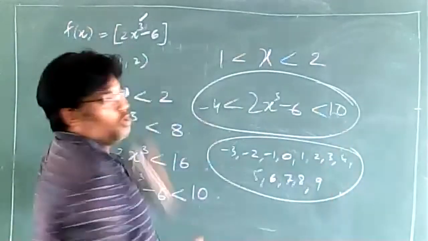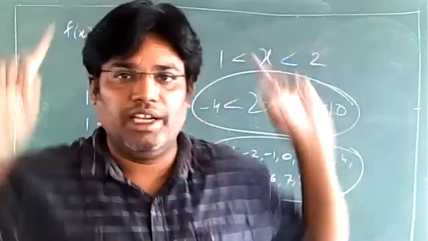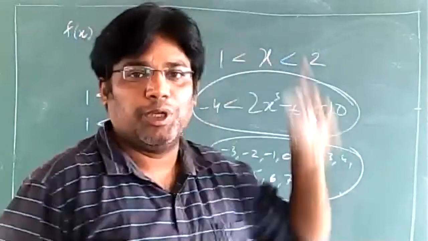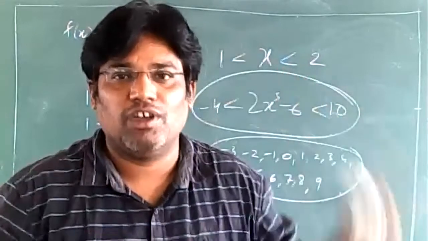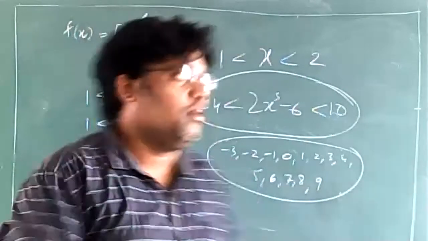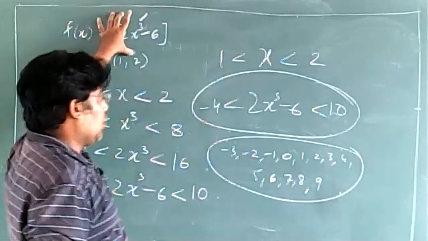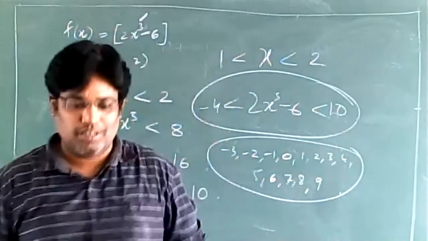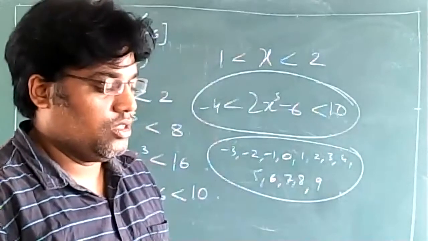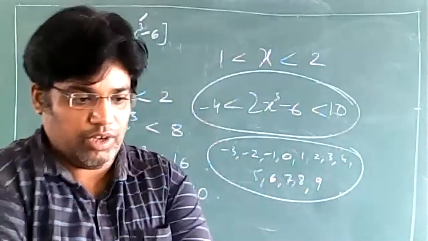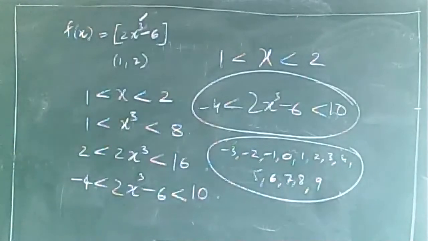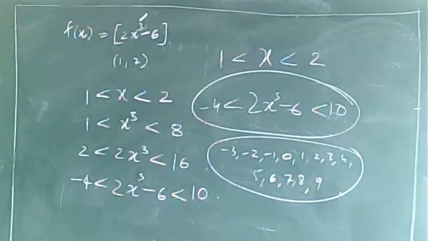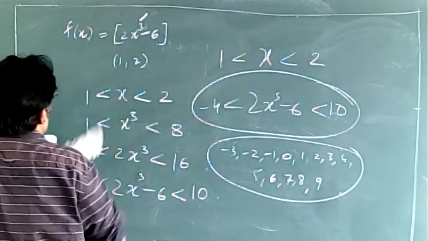Means this 2x cube minus 6 becomes an integer when you give minus 3, when you give minus 2, when you give minus 1. So first of all, step functions are discontinuous at all integral points. Means this whole thing is discontinuous at how many points? 1, 2, 3, 4, 5, 6, 7, 8, 9, 10, 11, 12, 13 points. That's the answer. Clear? So it will be option 3. So when intervals are given to you, this is how you have to solve. This is question 10, which I solved.